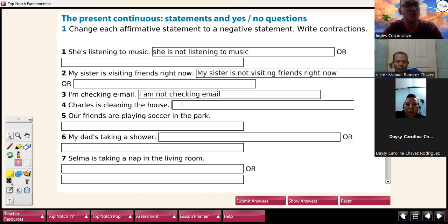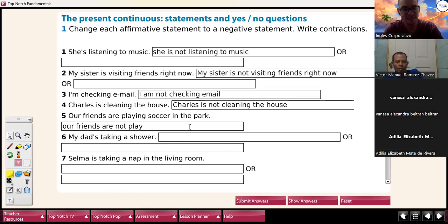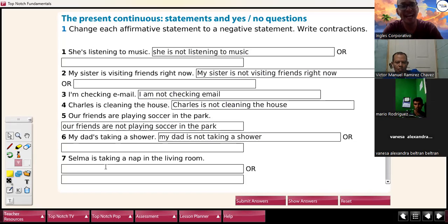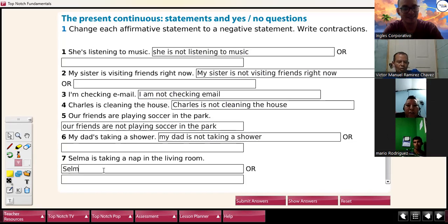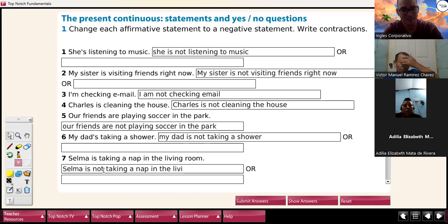Next one, Charles is cleaning the house. Charles is not cleaning the house. What about our friends are playing soccer in the park? Our friends are not playing soccer in the park. Okay, next one. My dad is taking a shower. Okay, and the last one. Selma is taking a nap in the living room. Selma is not taking a nap in the living room.